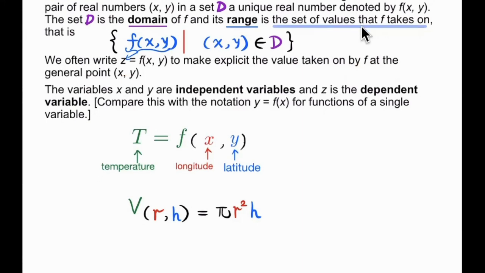Now you see over here, the variables x and y are independent variables. And z, which is this f of x comma y, is the dependent variable. These two are independent variables, and z is the output. It is the dependent variable.